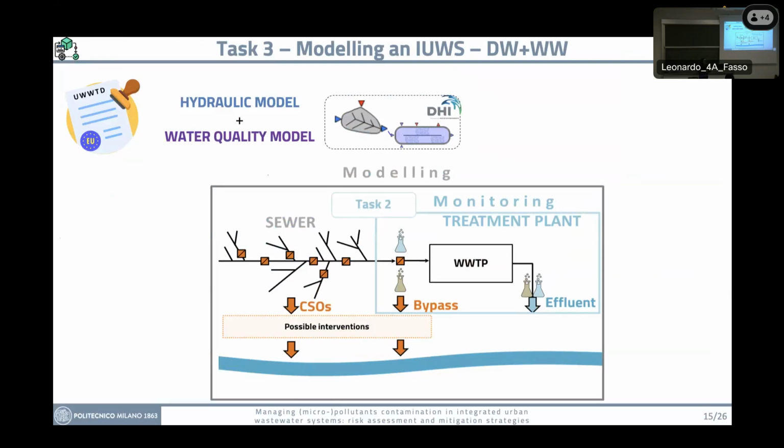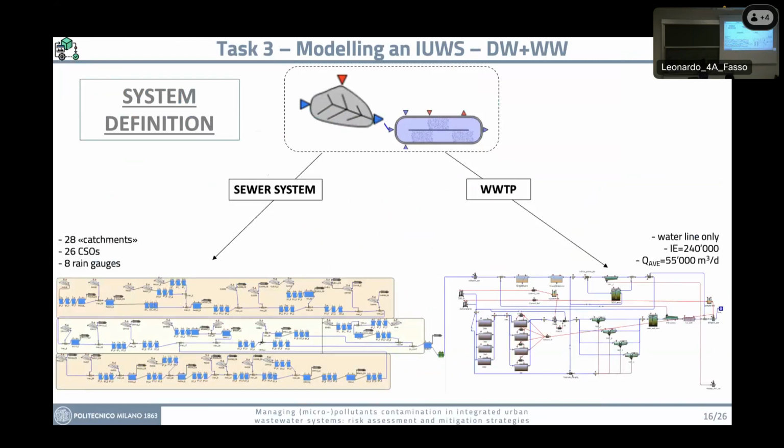So after a long part of data collection and the system conceptualization, we defined a system in WEST, which is the software from the partner company. And here we have the sewer system, where we included 28 catchments and 26 CSOs. And we used data from 8 rain gauges. While for the treatment plant, we used the water line, and we simplified the treatment plant because we didn't need all this large part.